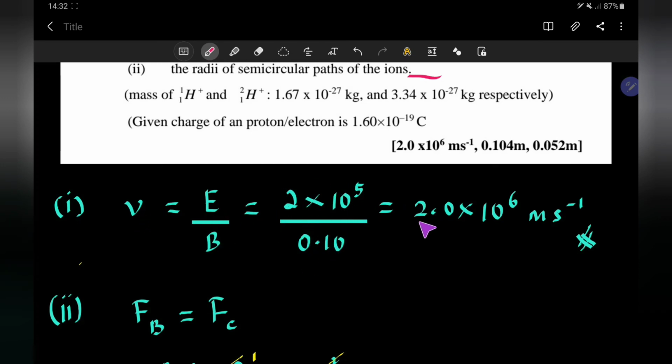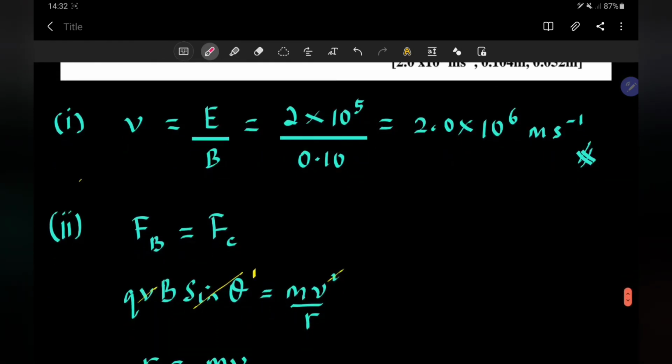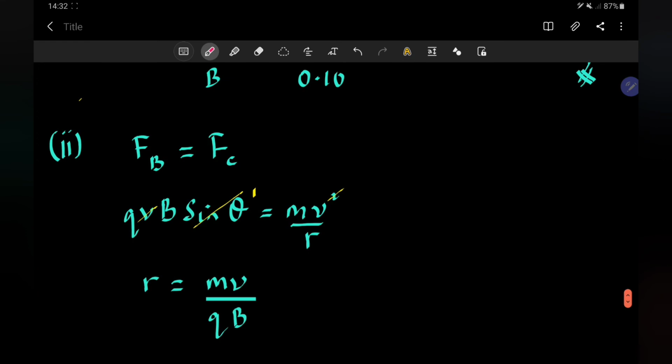So this is the speed of the particle in the velocity selector. Then in the evacuated chamber, we are talking about deflection only, so we are talking about circular motion. So FB equals FC. FB equals qvB sin theta, FC equals mv squared over r. By rearranging the equations, v and v squared cancel. Sin theta equals 1 because theta equals 90 degrees, because v and B are perpendicular to each other. So you will get the r equation, which is mv over qB.